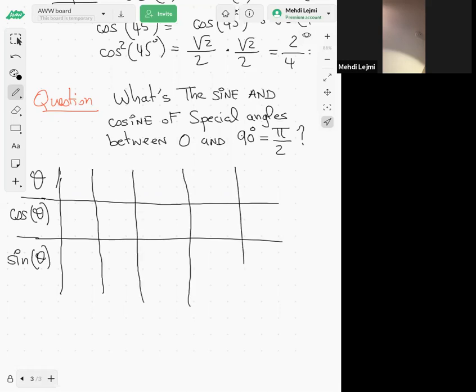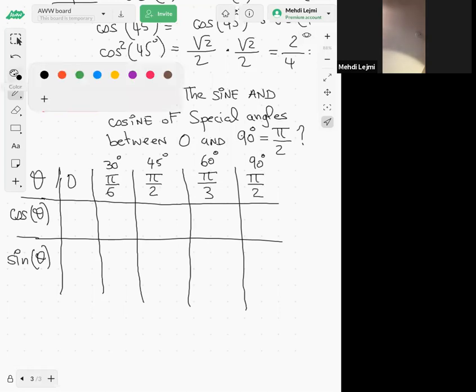First we have, of course, 0 degrees or 0 radians. And then we have 30 degrees, that's pi over 6. All right. And then we have 45 degrees, that's pi over 4. And then we have 60 degrees, that's pi over 3. And finally 90 degrees, and that's pi over 2.